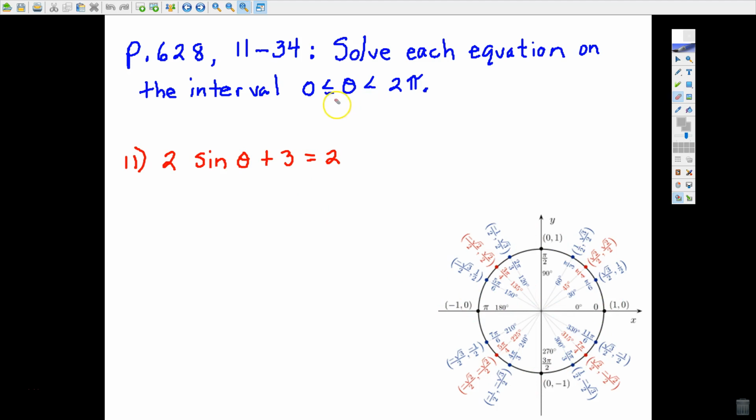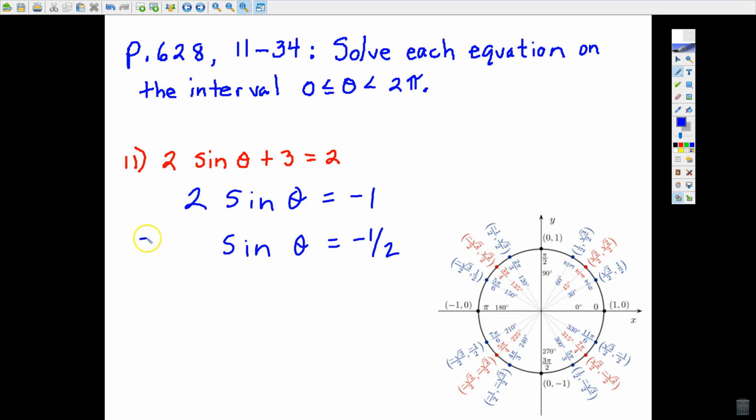So let me show you how you can come up with these answers. So number 11, these problems are really pretty simple. We need to isolate the trig function, in this case sine. So just think how you would typically isolate a variable. You would subtract 3 first. You would then divide by 2. And then you're thinking this way too, you're solving for theta.